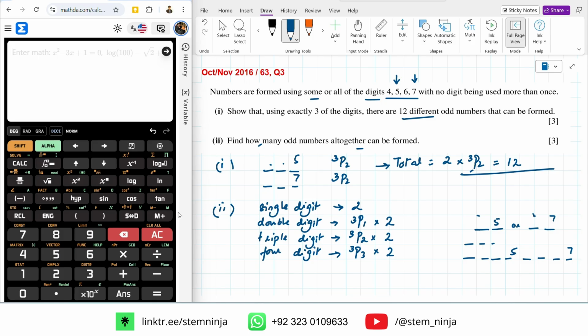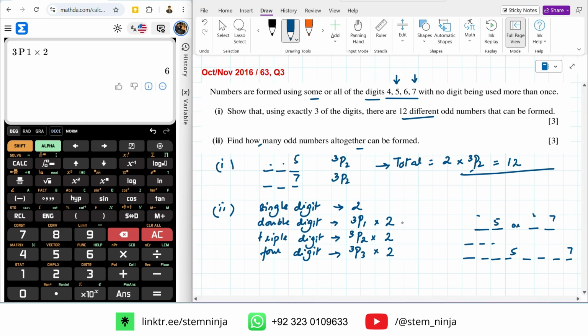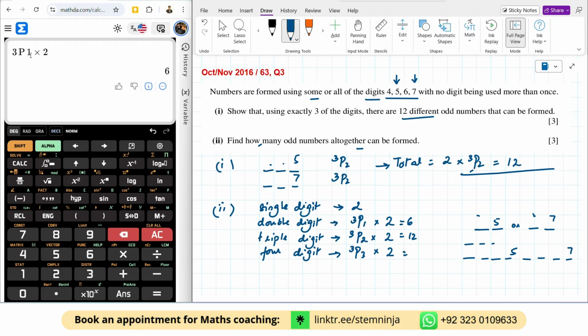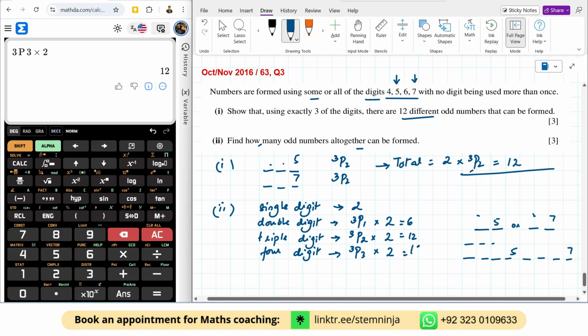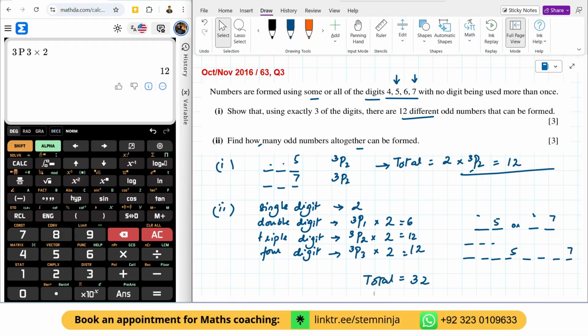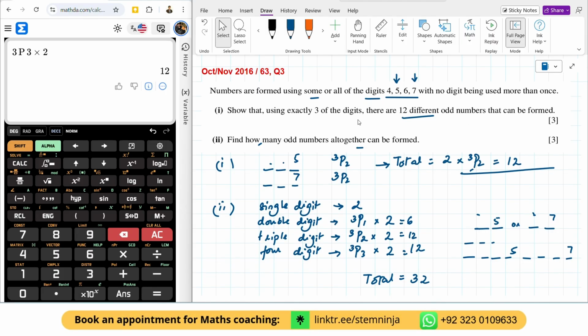So 3P1 times by 2, sorry. So this is going to be 6, this is going to be 12, this is going to be 12 also. So 12, 12 plus 8, this is going to be 32 total number of ways. Right. Okay. And that's about it.